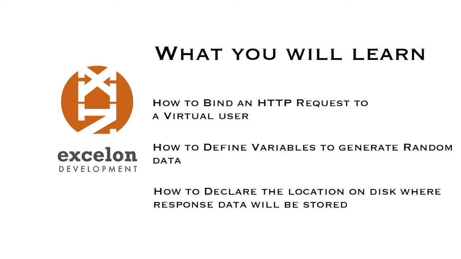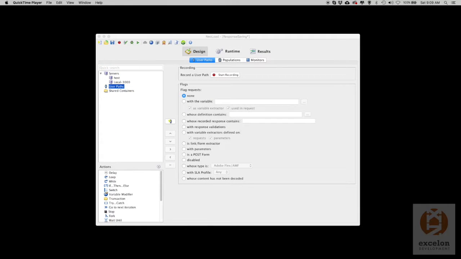The topics we're going to cover during this demonstration are how to bind an HTTP request to a virtual user, how to define variables to generate random data, how to declare the location on disk where response data will be stored. Of course, I'll show you how to run the test and then view the saved responses. So, let's get started. The first thing we need to do is to create the virtual user.